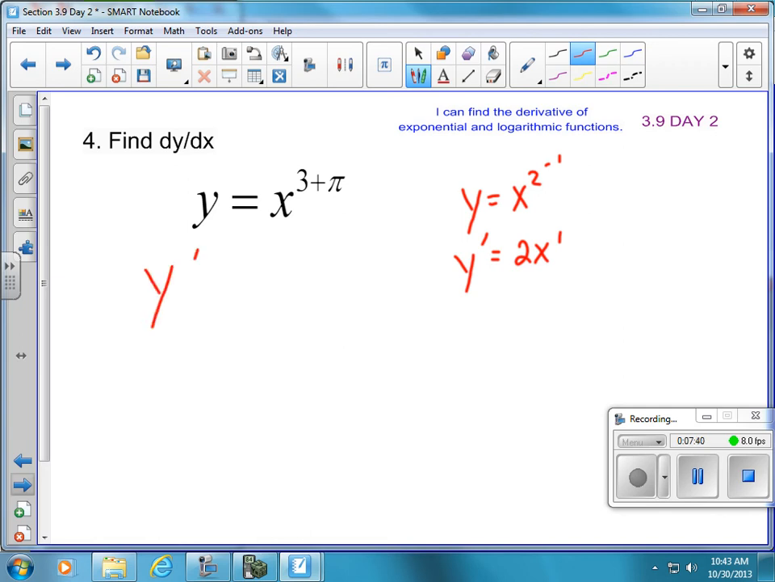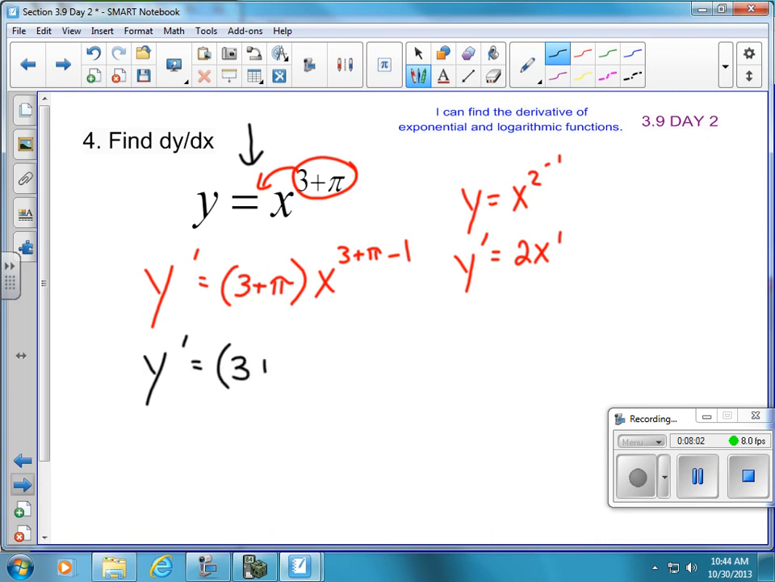So when we take the derivative, we take this number, because it's just a number, we move it to the front. So we have 3 plus pi, and times x to the 3 plus pi minus 1. Isn't that tricky? This looks much more complicated than it is. That's why we like it, because we're smarter than x to the 3 plus pi. All right, so 3 minus 1 is equal to 2, so this is x to the 2 plus pi. And that is your answer.